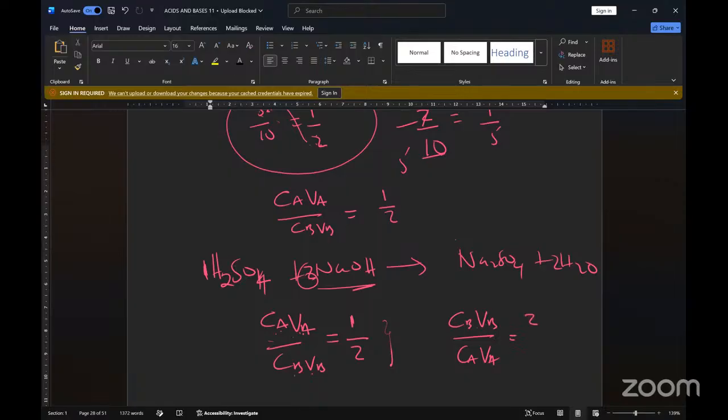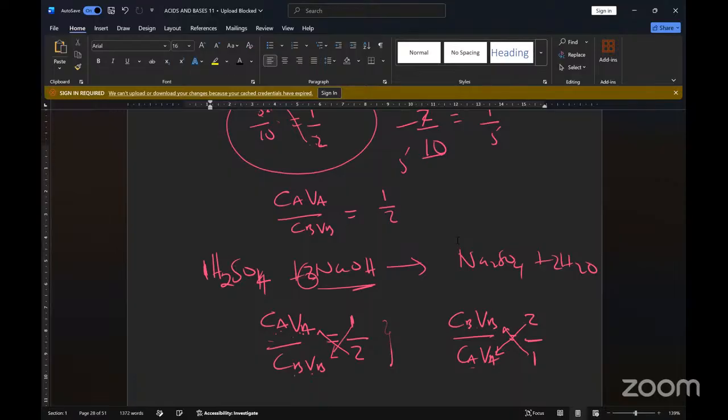So the 2 becomes the numerator, and the denominator for the acid is 1. You can see that it's the same thing. If you multiply this by this, and then this by that, it is the same thing: 2 times CVA, and then 1 times CVB.